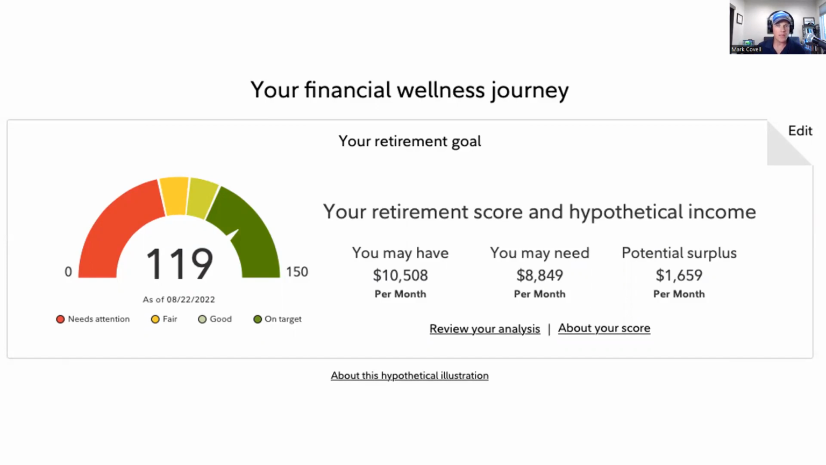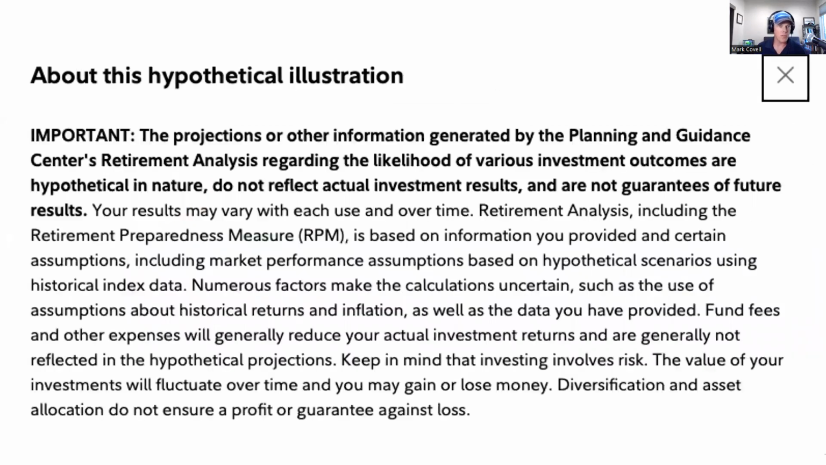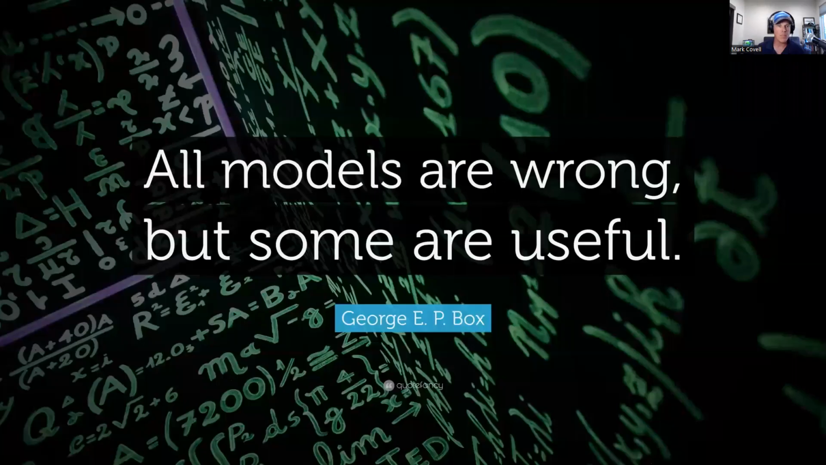So if we were to select about your score, we'll get a little disclaimer here that basically says, hey, this is a model and we make some assumptions, and standard financial disclosure information in there. And really, anytime we're talking about financial models, I like to think back to a famous British statistician who said, all models are wrong, but some are useful. And today I'm hoping to make this model a little bit more useful for you.